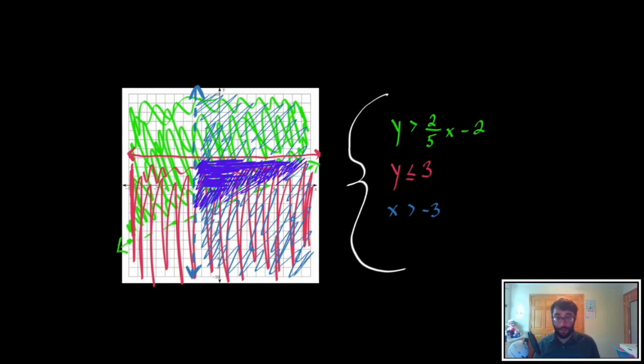So any point in that region, so it could be the point 0, 0. 0, 0 is in that shaded region. It could be the point 1, 2. It could be the point -2, -1, okay? Any of the points in that overlap shaded region is a solution to the overall system of inequalities, okay?